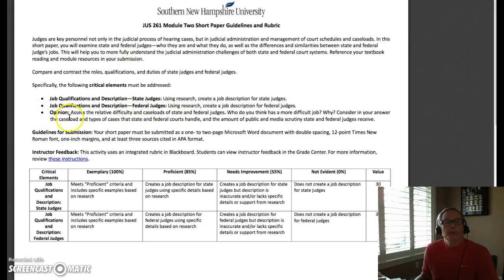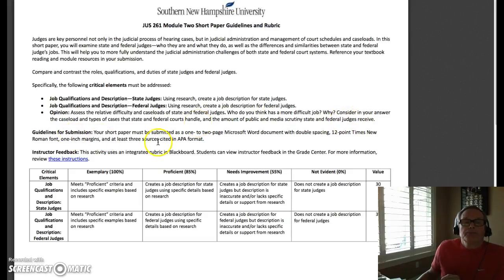Then you have to provide an opinion. Assess the relative difficulty and caseloads of state and federal judges. Who do you think has a more difficult job? Why? Consider in your answer the caseload and type of cases that state and federal courts handle and the amount of public and media scrutiny state and federal judges receive. So there's a handful of things you need to make sure you include in your essay. So as you prepare your essay, make sure you address each of these specific points, all right?